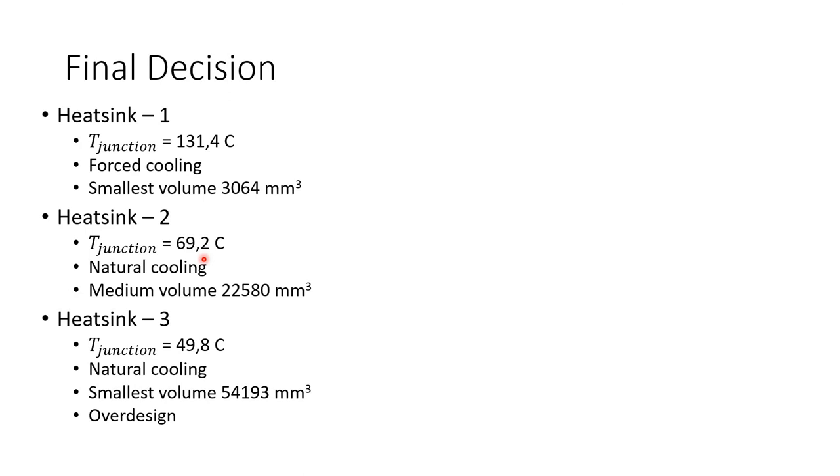The last heatsink that we have chosen reduces the junction temperature to 50 Celsius, but this is a very high volume compared to the other two heatsinks, which shows that this heatsink is an over design for this application. So I didn't choose the first heatsink since it required forced cooling. I have chosen the second heatsink, which has okay volume and a good junction temperature. I didn't choose the third heatsink since it has a very high volume compared to the other two.